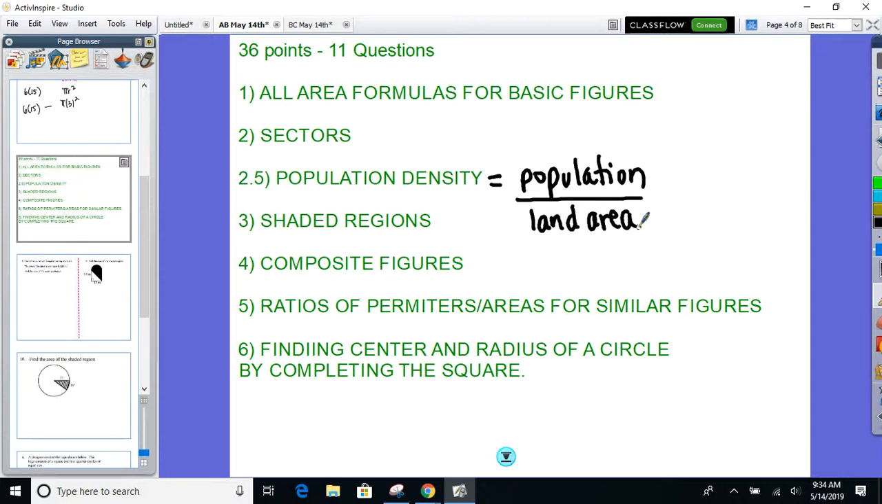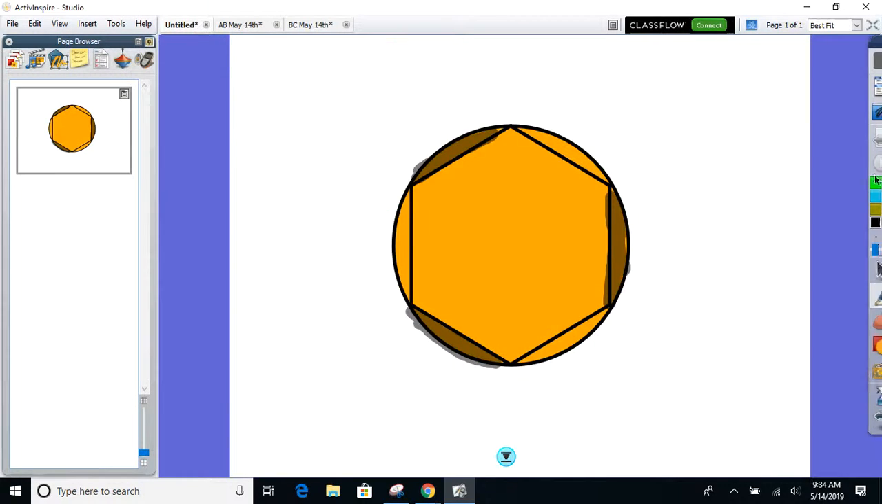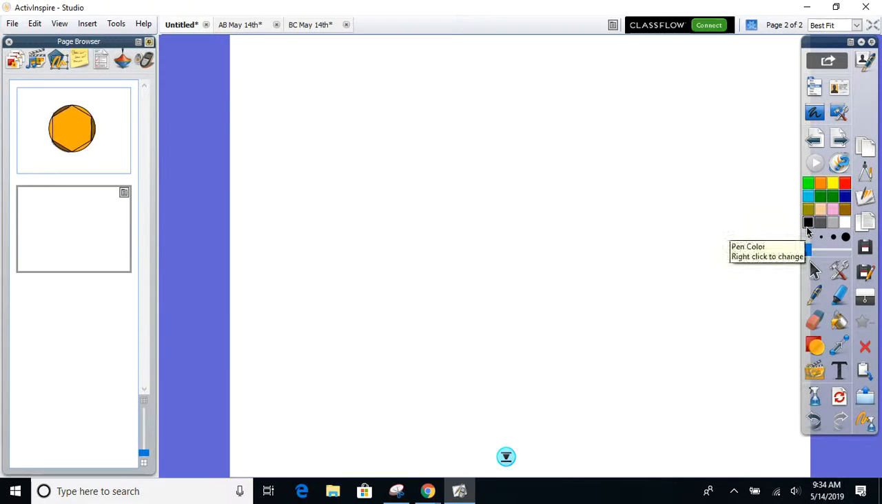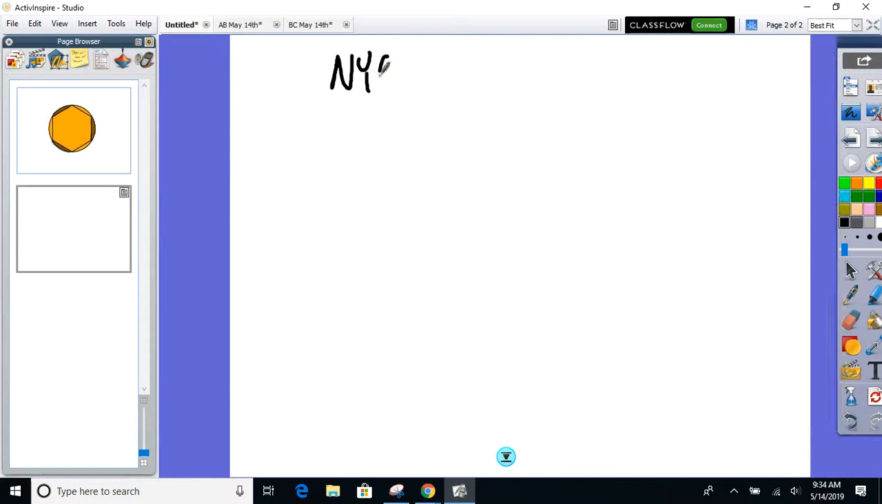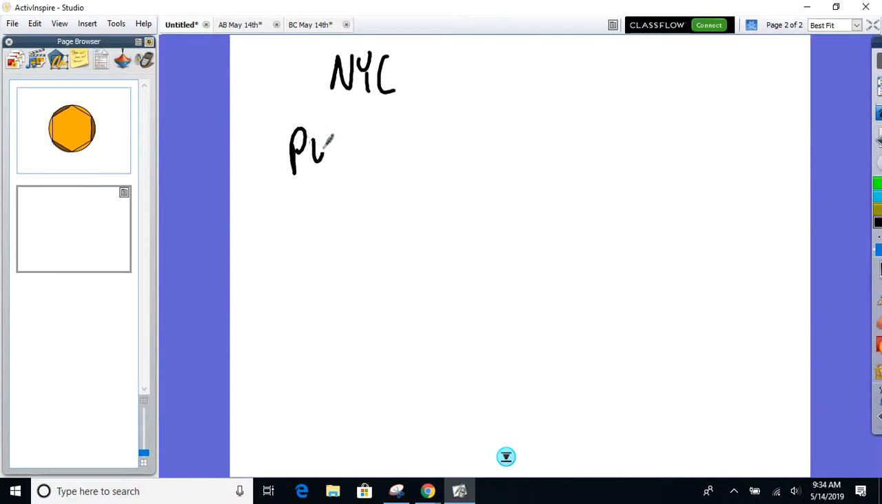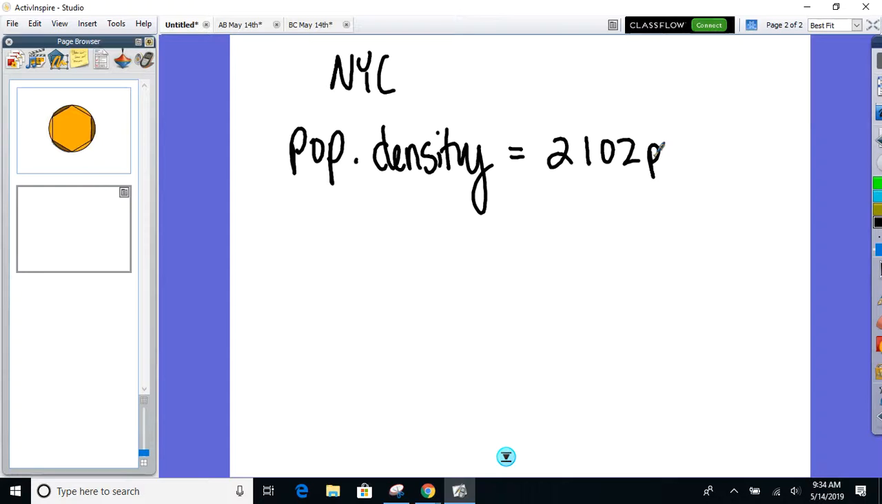Okay, I'm going to have to make this up here, so I don't know how well this will work numbers-wise, but we'll try it out. Jack, you want to just pick a city? Okay. New York City, here you go, has a population density, and I'm totally making this up, equal to 2,102 people per square mile.